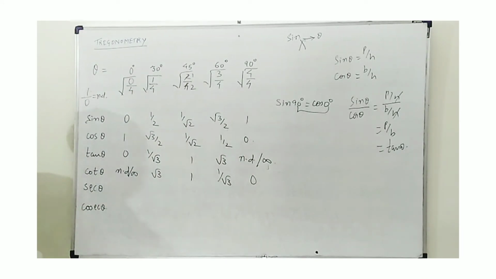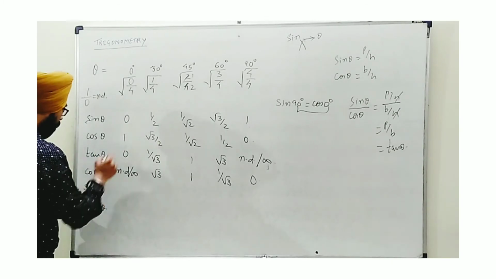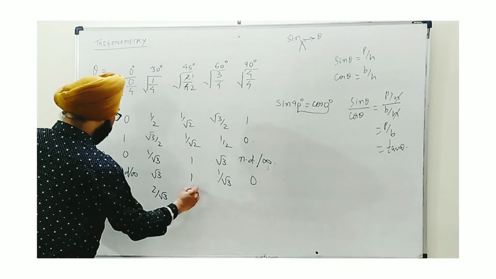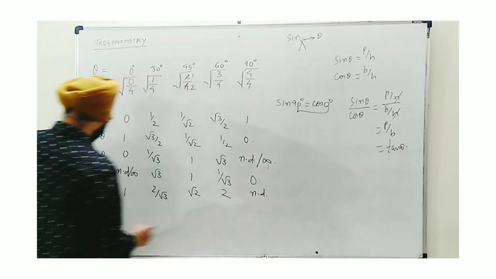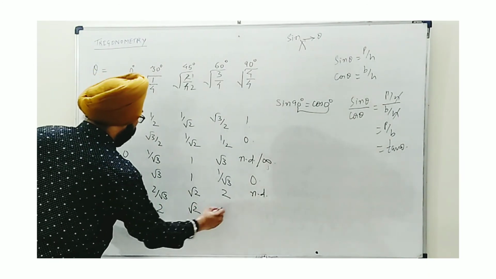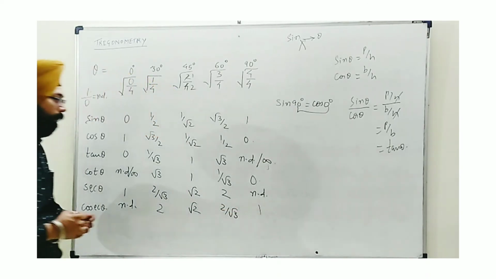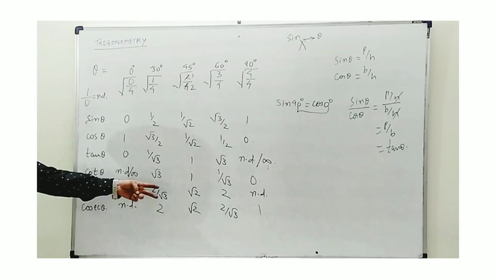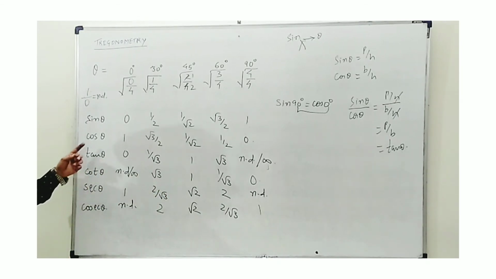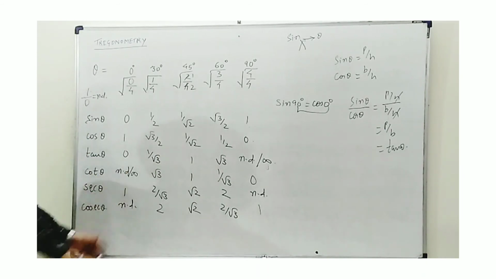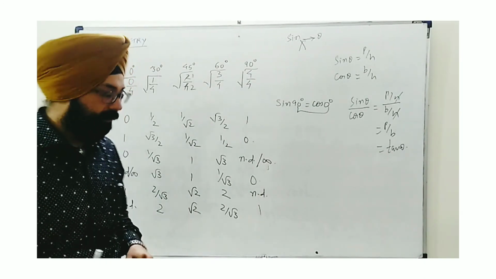This way, 2 more we can complete. Sec is the reciprocal of cos, so the corresponding values for sec are: 1, 2 by root 3, root 2, and not defined. Cosec, for sine, is not defined, 2 root 2 upon root 3, and 1. And you can check in this table that these values satisfy the complementary angle relations. Sec and cosec have such relations, tan and cot also do the same, and sin and cos also. So all these things we have seen in 10th standard in the earlier class.